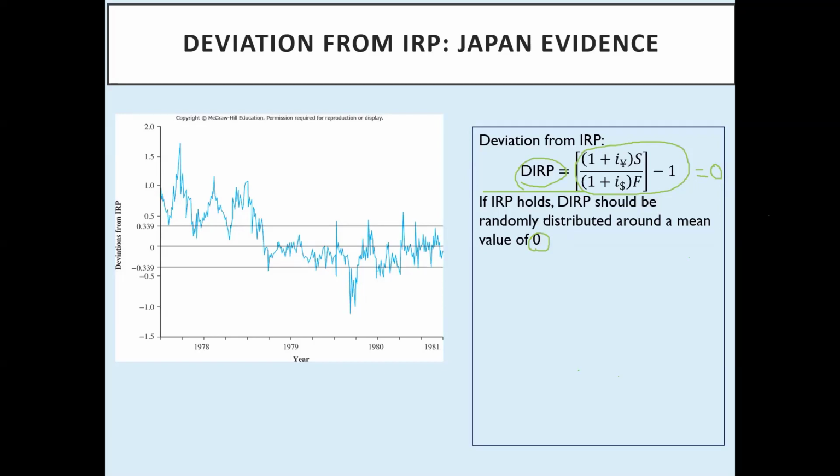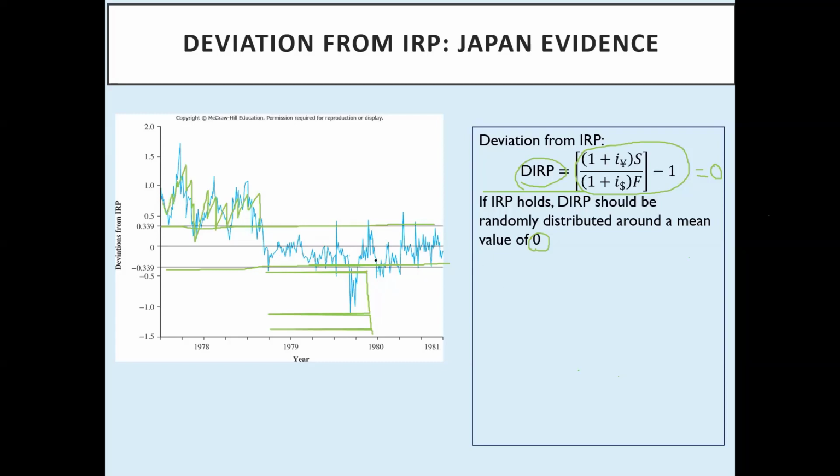If we take into account different statistical discrepancies, then the deviation from the IRP should be randomly distributed around a mean of 0, meaning that it's statistically not different from 0. So when people plotted the deviation from the IRP and compared that with the actual data, they found that in Japan, in the period before the 1980s, there was a great discrepancy. The interest rate actually deviates from the IRP conditions.